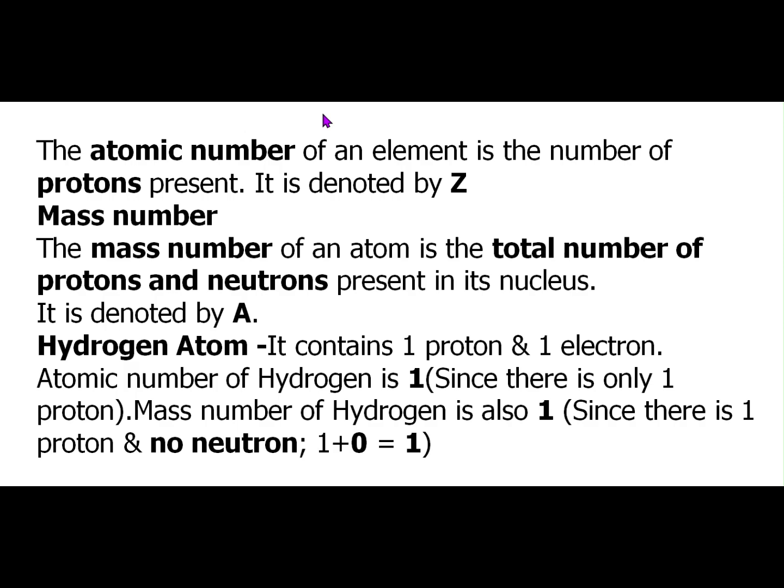For example, if you take hydrogen atom, it contains one proton and one electron. The atomic number of hydrogen is 1 because there is only one proton. What about the mass number? The mass number of hydrogen is also 1 because it does not contain any neutron. Proton plus neutron is also equal to 1. You understand it very clearly now.